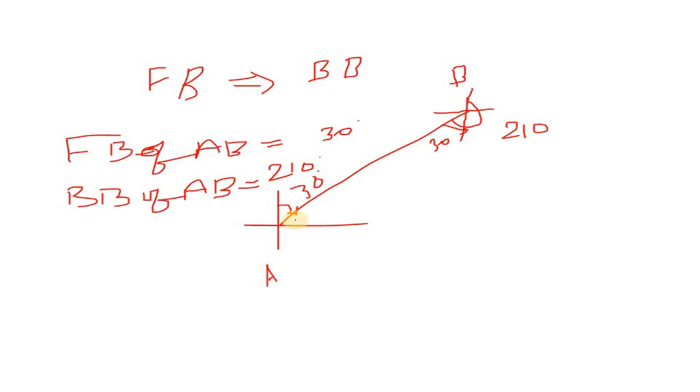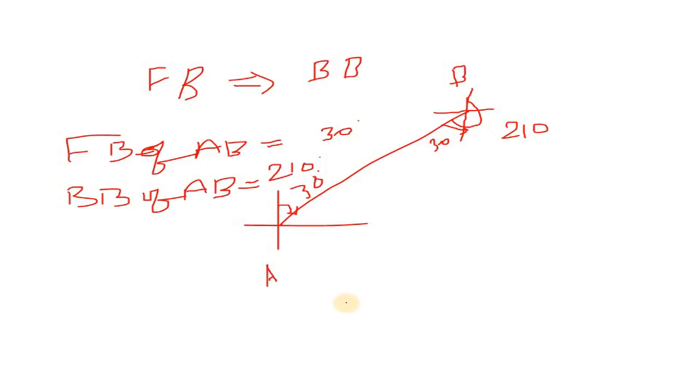If back bearing is given, you can convert it into for bearing. Whichever one is given, you need to convert the other one. If you know the simple geometrical property, you need not remember any formula. Otherwise, you can remember one formula for conversion from for bearing to back bearing or back bearing to for bearing.